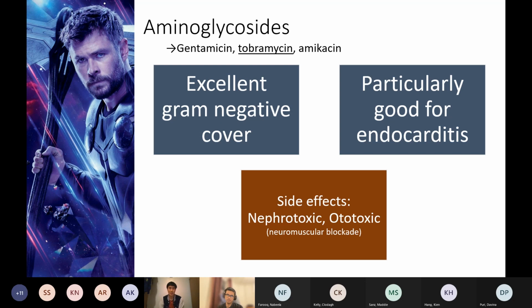Side effects are nephrotoxicity and ototoxicity, and a very niche, very small point: if you have neuromuscular conditions like myasthenia gravis, as I mentioned earlier today, it can worsen that, so it can cause neuromuscular blockade. Nothing much more to add to that, though.